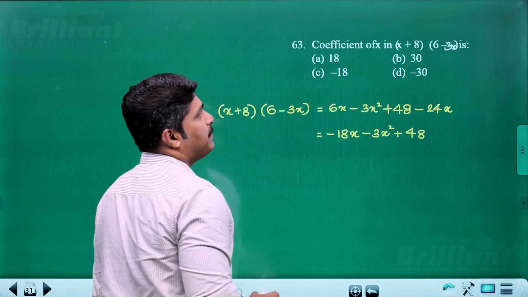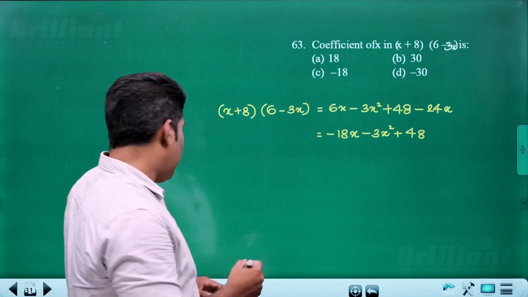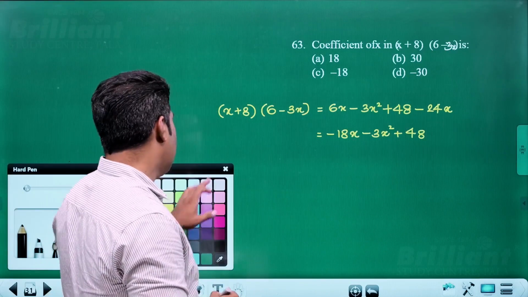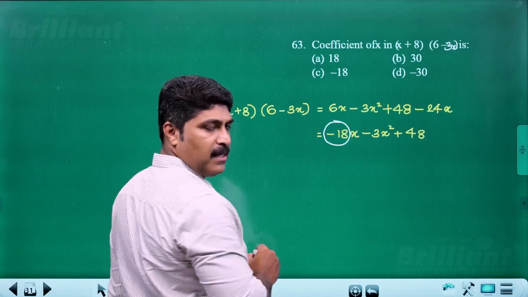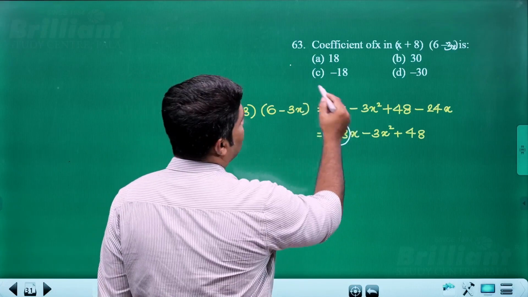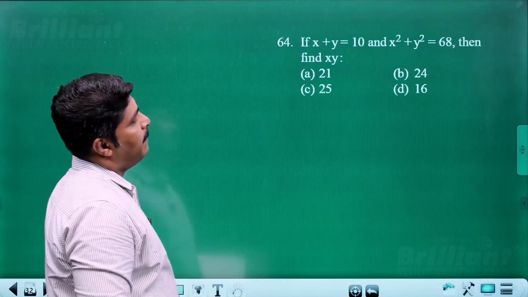What is our question? We have to find the coefficient of x. What is the coefficient of x here? Here x is there. Its coefficient is minus 18. So our answer is minus 18. That is option C.